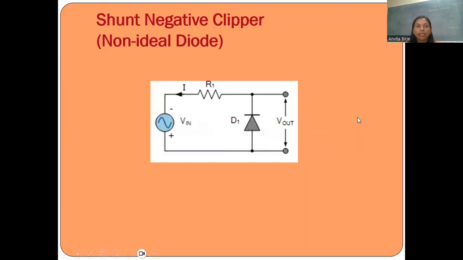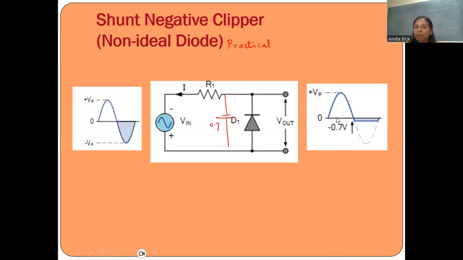Similarly, we can see for the non-ideal diode. Non-ideal diode means practical diode. For practical diode, we have to just consider the voltage drop of 0.7 volt when it is in the negative half cycle. For positive half cycle, diode acts as an open circuit. So we'll get the output same as input. And during negative half cycle, the voltage drop across diode is 0.7. So that can be seen over here.